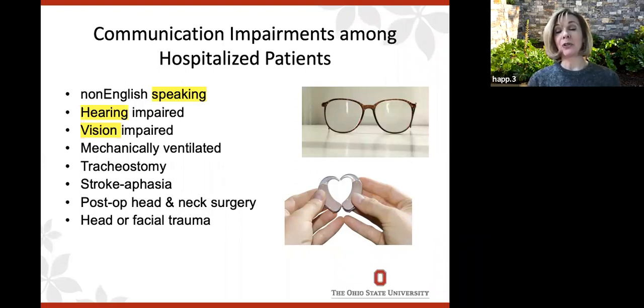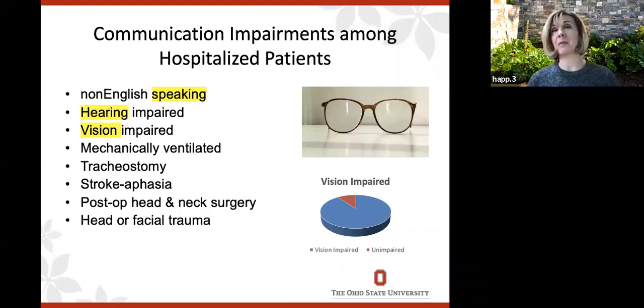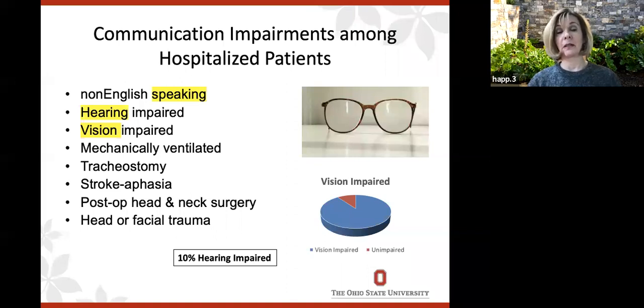In our research in the intensive care unit with mechanically ventilated patients, we found that over 80% had vision impairment. And of those who were vision impaired, half did not have their glasses available at the bedside, and 10% were hearing impaired, and most did not have hearing aids available.